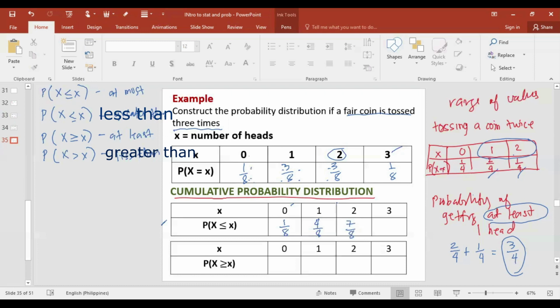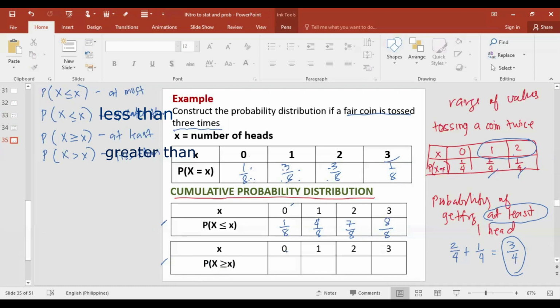And lastly, what is the probability of getting at most 3 heads? We simply add these probabilities. 1/8 plus 3/8 plus 3/8 plus 1/8, we get 8/8. I hope you're getting the idea. Next, let us complete this second table. This time, the symbol that is present is at least.